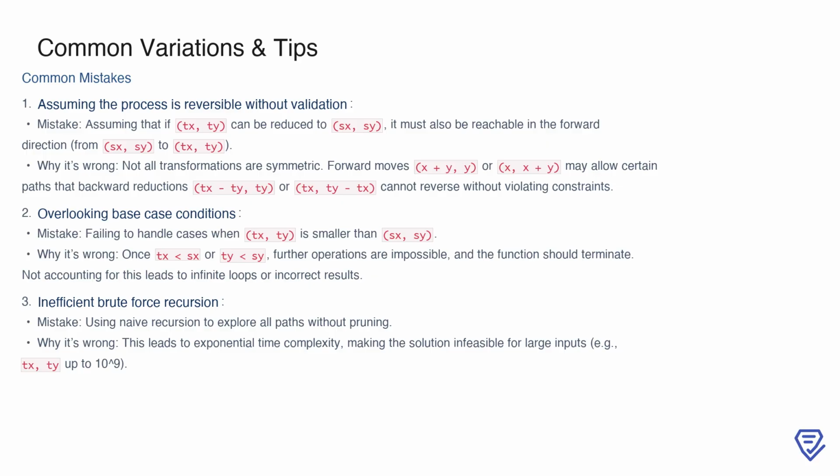Another frequent error is overlooking the base case conditions. If at any point tx becomes smaller than sx or ty becomes smaller than sy, further operations are impossible, and the algorithm should stop. Failing to handle this can cause infinite loops or incorrect results. Finally, using inefficient brute force recursion is a common pitfall. Trying to explore all possible paths without pruning leads to exponential complexity, making the solution impractical for large inputs, especially when tx and ty can go up to 10 to the power of 9.